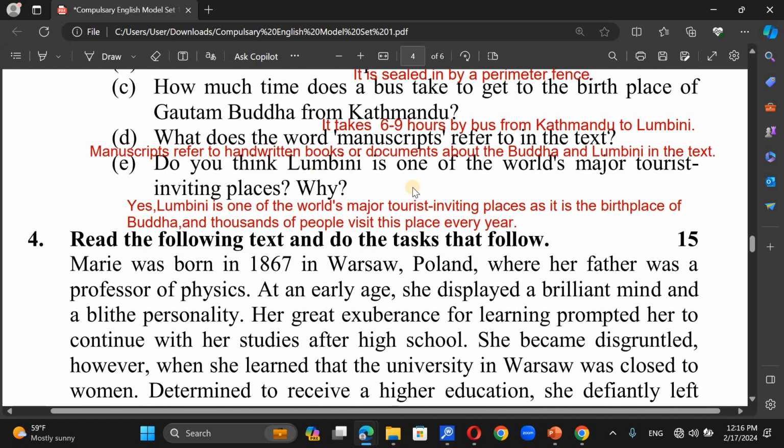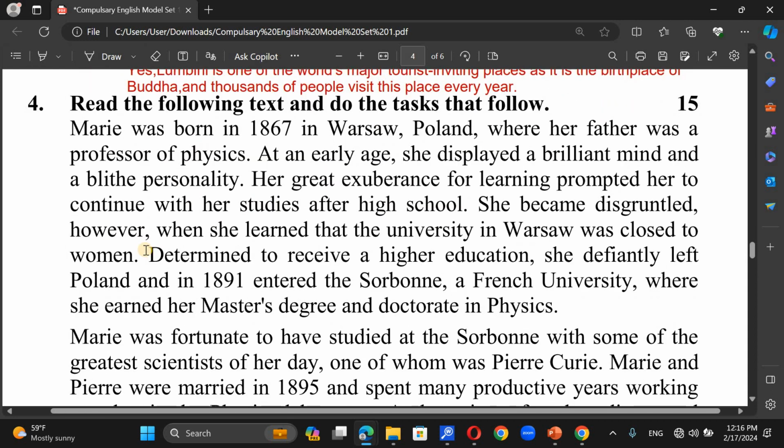Next is, do you think Lumbini is one of the world's major tourist inviting places? Why? Yes, Lumbini is one of the world's major tourist inviting places, as it is the birthplace of Buddha. Thousands of tourists visit this place every year or every month. Okay, next is question number 4. Read the following text and do the tasks that follow.